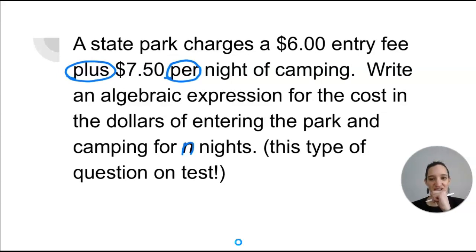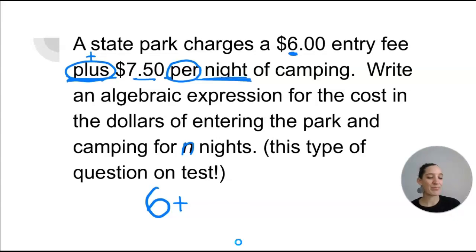All right, so if I just go to the state park and camp, I'm going to have to pay a $6 entry fee just to get into the park. Plus, what else am I going to have to pay? Plus, I have to pay $7.50 per night. So every single night I have to pay $7.50. I can write that $7.50, per would be times. Do I know how many nights?